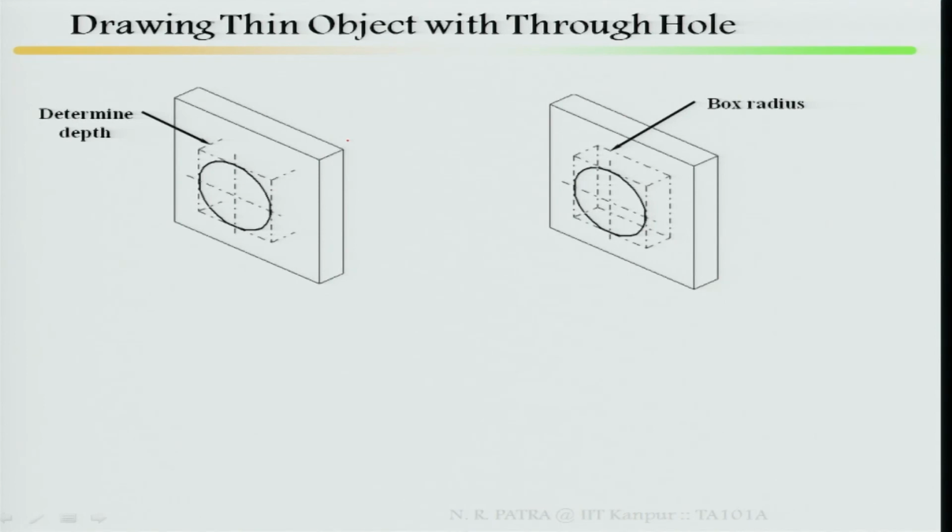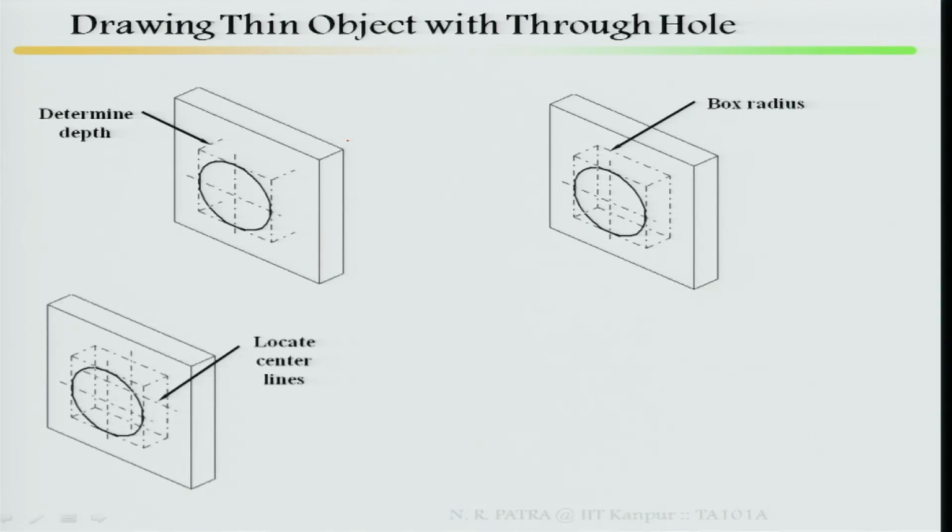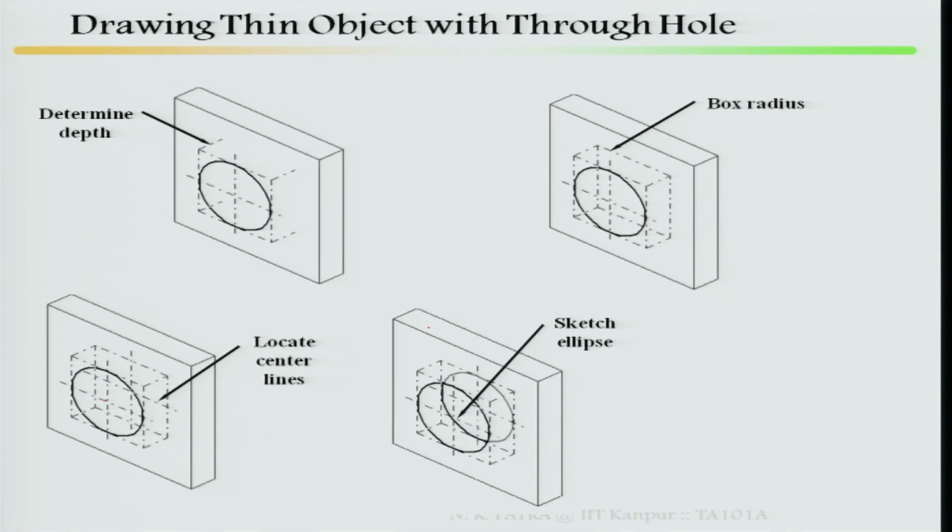Then find your box radius. Then locate the center. On the backside also you find the box radius and the plane. Then on the backside also you locate the center, because this center and this center are going to match, as this is your center line. Then locate the center of lines. Once you locate the center of lines, then sketch the ellipse on the back side or rear side.